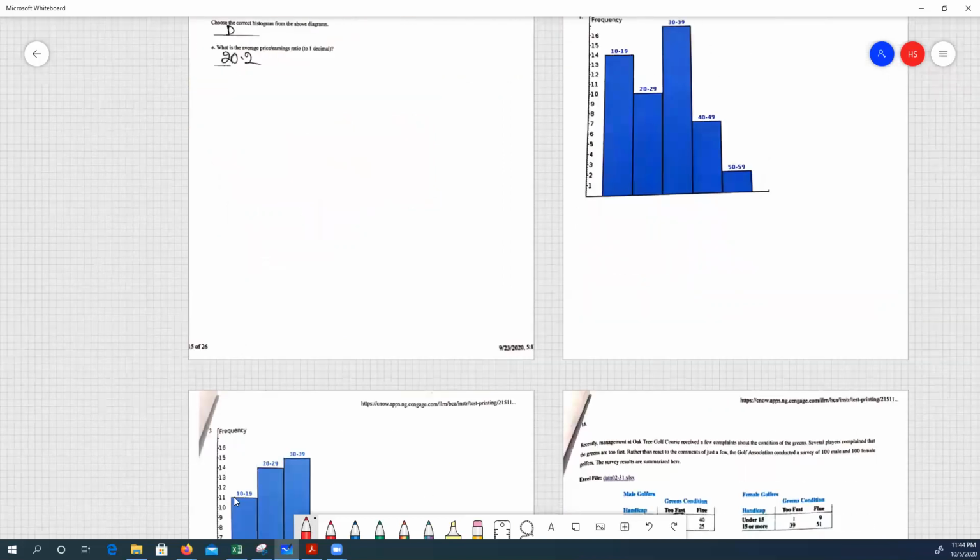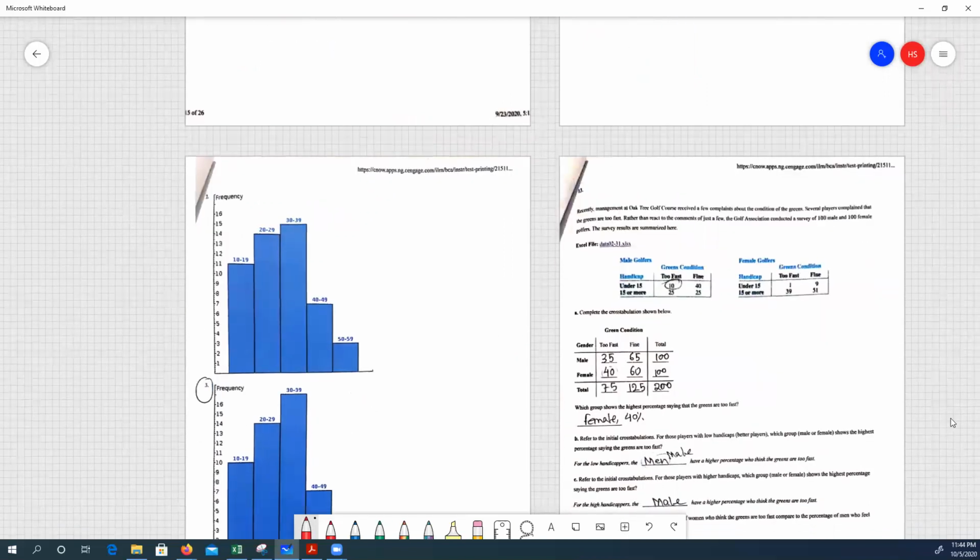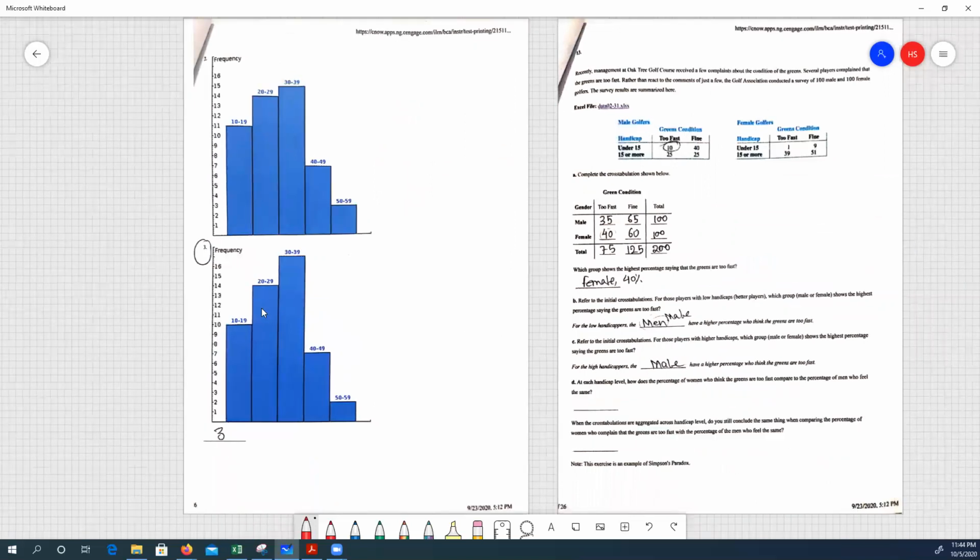How about this one? This is 11. So this is also not correct. How about this one? Yeah, this is 10. Yeah, I think this is correct. You can also check the other frequencies. Okay. So number 3 is correct.